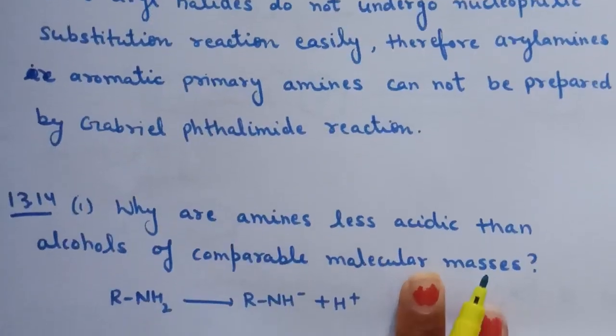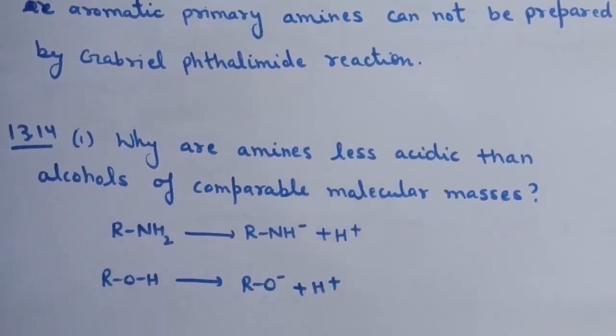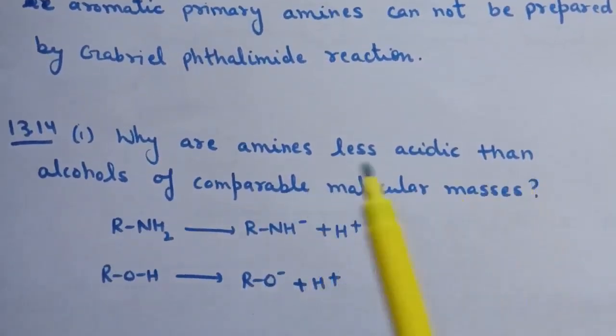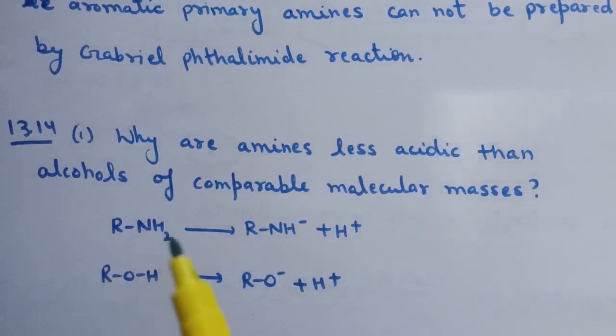Next question is question number 13.14, first part. Why are amines less acidic than alcohols of comparable molecular masses? In the case of amine, loss of a proton results in the formation of amide ion and H+, whereas in the case of alcohol it results in the formation of alkoxide ion and H+.